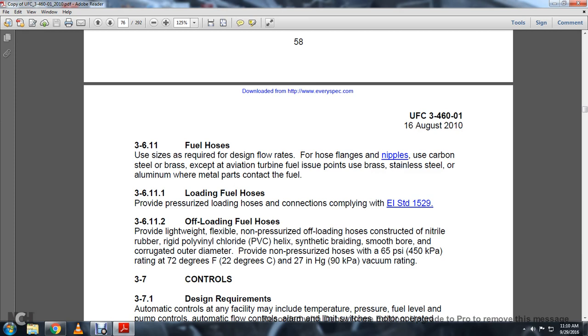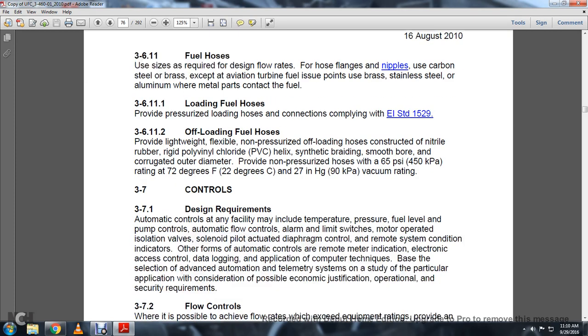3611.2 Offloading fuel hoses. Provide lightweight, flexible, non-pressurized offloading hoses constructed with nitrile rubber, rigid polyvinyl chloride helix, synthetic braiding, smooth bore, and corrugated outer diameter. Provide non-pressurized hose with a 65 psi rating at 72 degrees Fahrenheit to 27 inches of mercury vacuum.